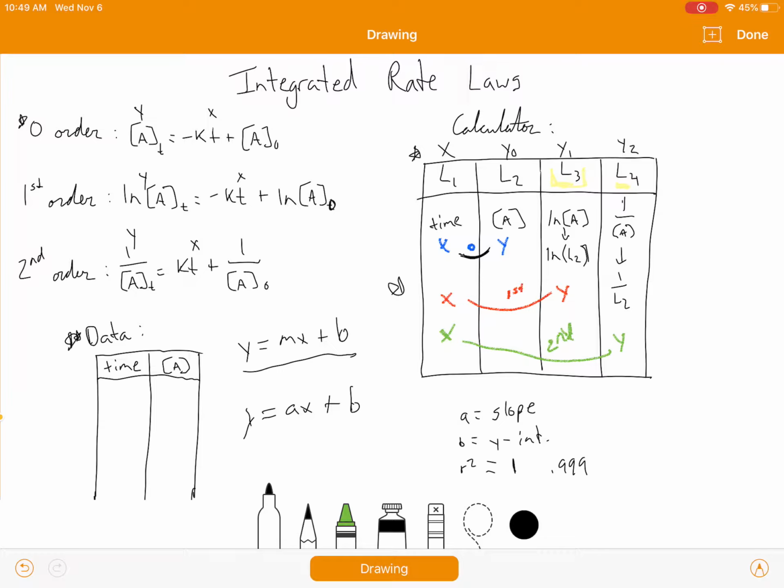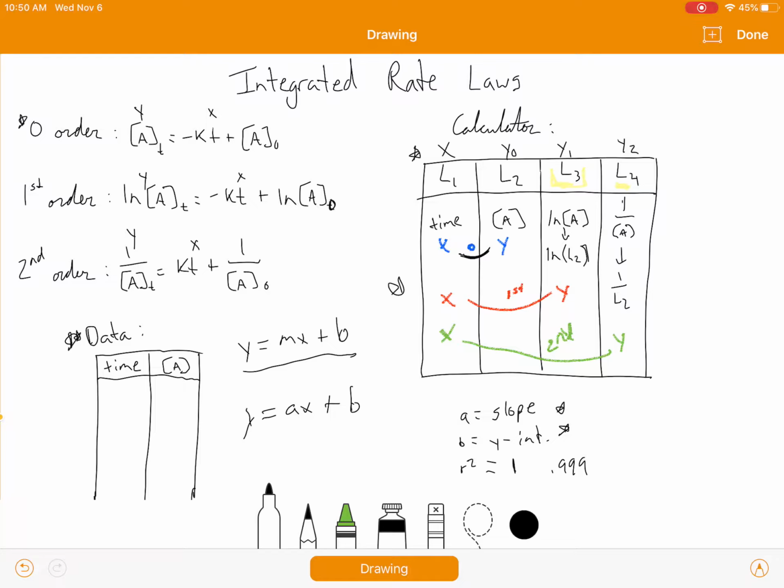Sometimes you'll get like the first order having a 0.998, but then the second order will be 0.999. You always have to go with the one that's closest to 1. That means it's a better line. Some of your data might fit a different order decently, but you have to go with the best one. So once you figure out which one is closest to that, use that slope and that y-intercept, and you now have your equation.